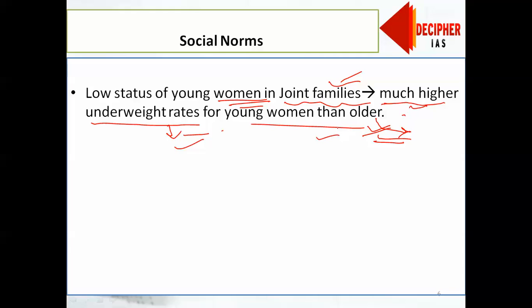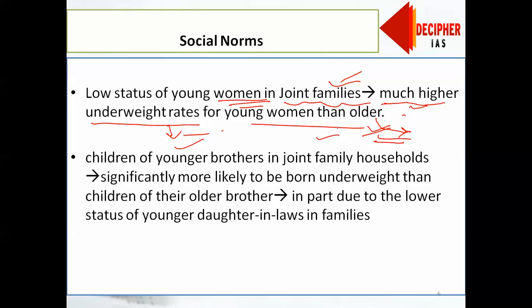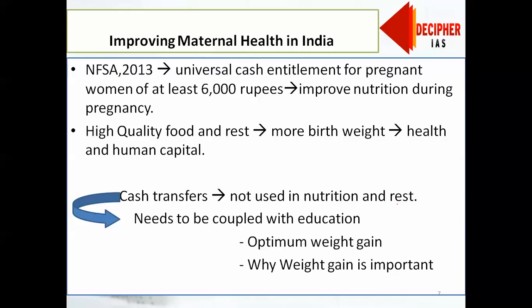So moving on to the next point, what does it say? That children of younger brothers in joint family households are more likely to be born underweight than children of the older brother. This is because a younger brother's wife has a lower status in the joint families, and these kinds of traditions are continuing in the rural areas till today. So let's move ahead to the next slide.